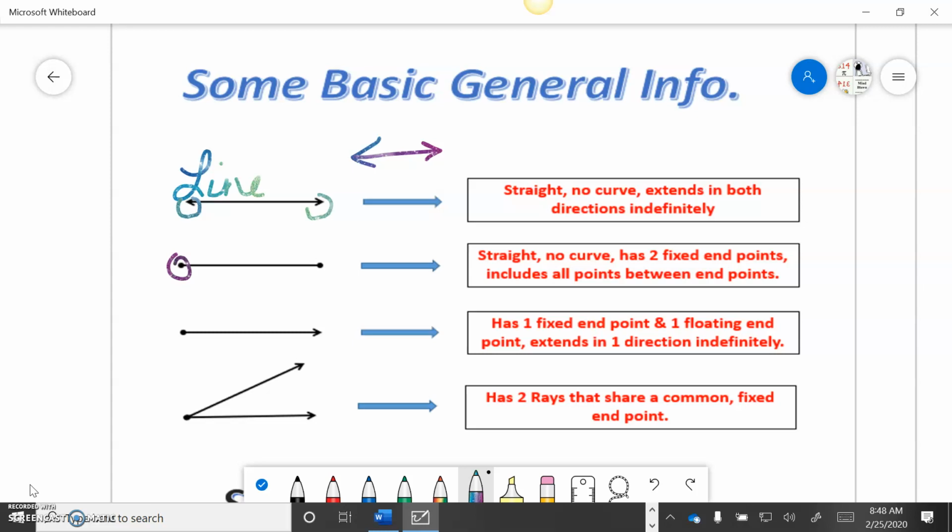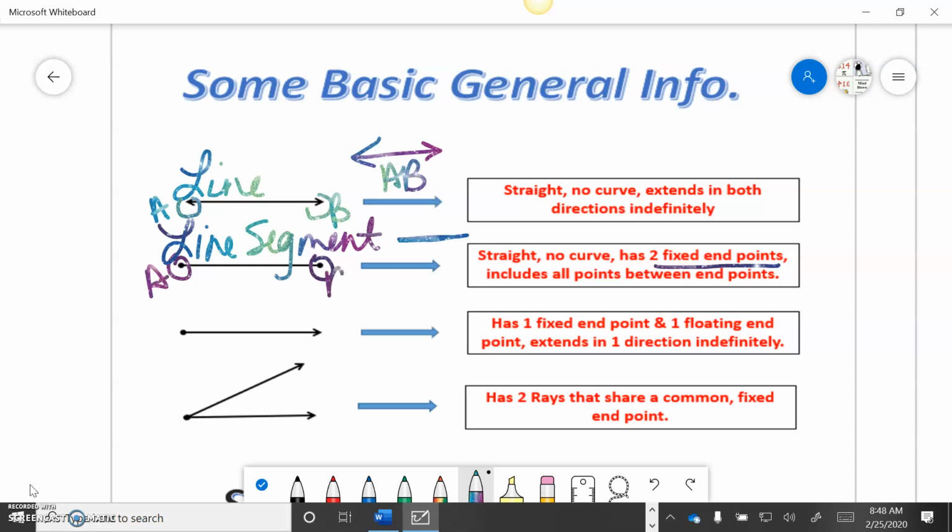This, you will notice, this next one ends. So this is actually a line segment. It ends in both directions. And again, it has no curves, two fixed endpoints. We use just this. So say this was A and B, we would call this line AB. We would call this line segment AB.